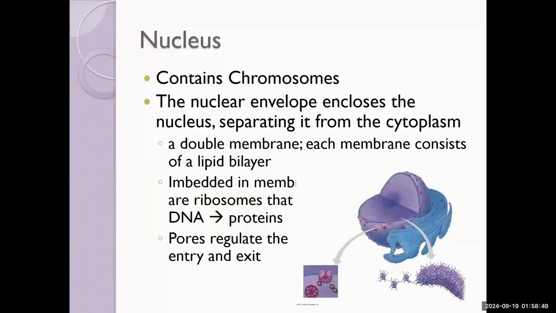Eukaryotes have a nucleus. This is a double-layered compartment within the cell that contains chromosomes, that sequesters the genetic material away from everything else in the cell. This provides separation and protection to the genetic content.